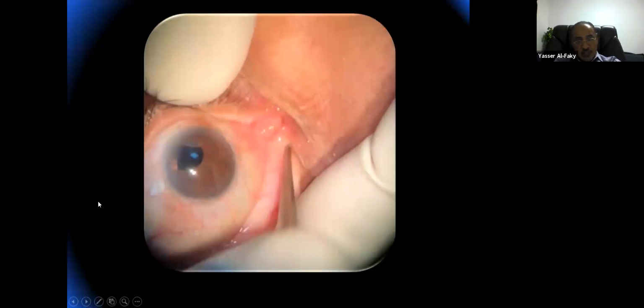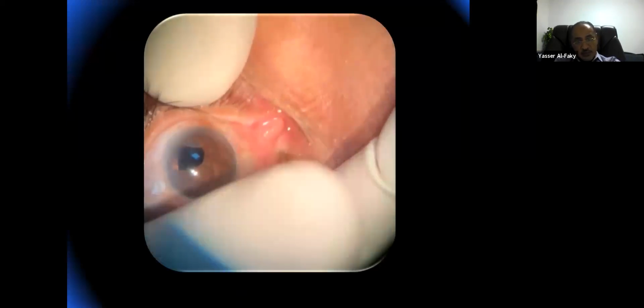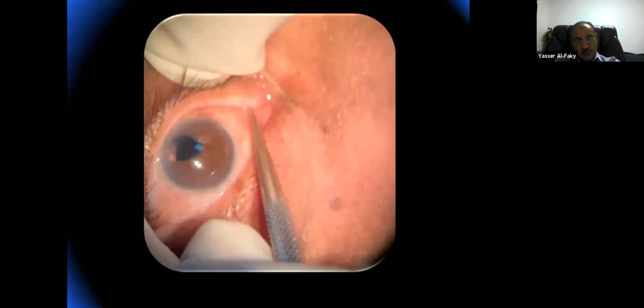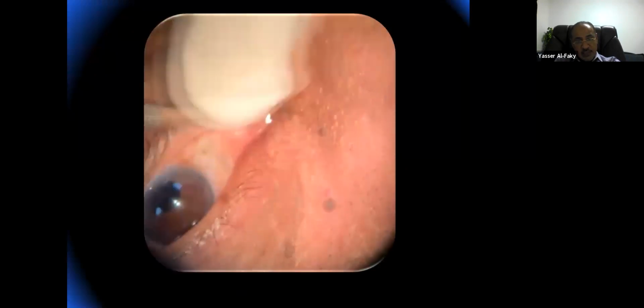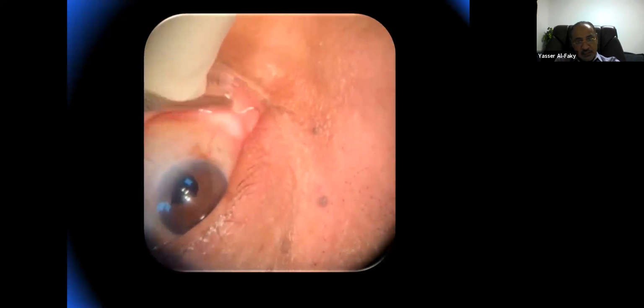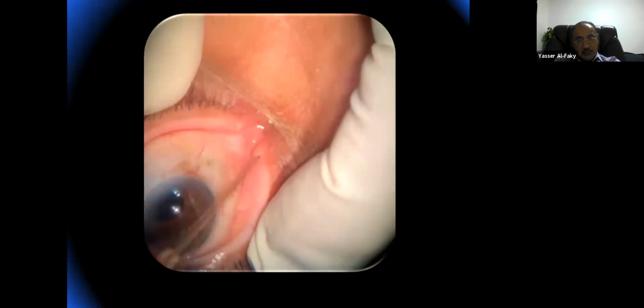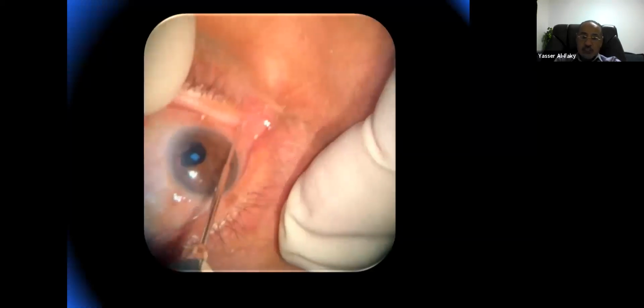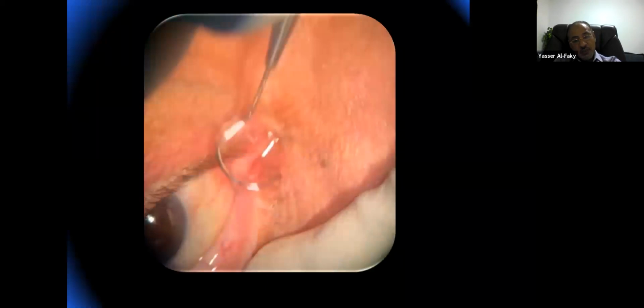So the punctum, as you can see, be sure that the rest of the canalicular system is patent, because it does not mean anything if you put a stent here and the nasolacrimal duct is obstructed.